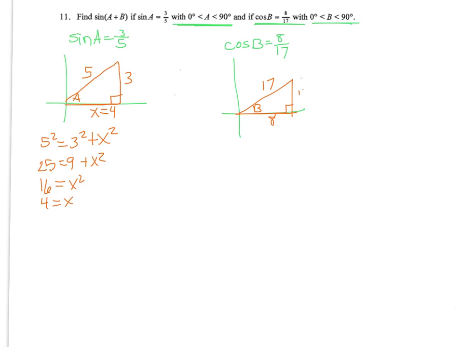To find our missing side of y, you do 17 squared equals y squared plus 8 squared. So we end up with 289 equals y squared plus 64. Subtract the 64 over and you get 225 equals y squared. Square rooting both sides, you find that y is equal to 15.